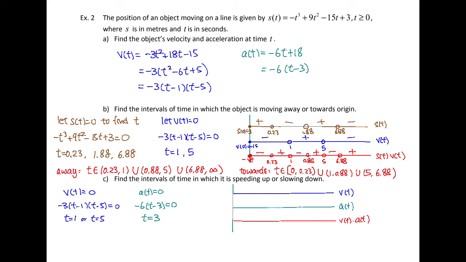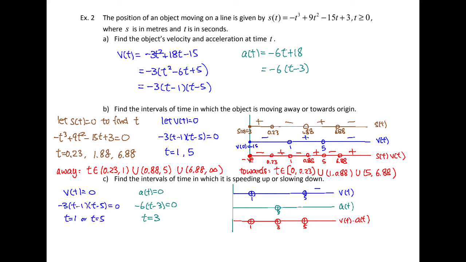negative intervals. So for VT, we have zeros at 1 and 5. For AT, we have a zero at 3. So for the product of those two functions, the zeros will be 1, 3, and 5. As you can see, at those three zeros, they are all empty dots because at zeros, there is no positive or negative sign. Next, let's fill in the positive and negative signs.